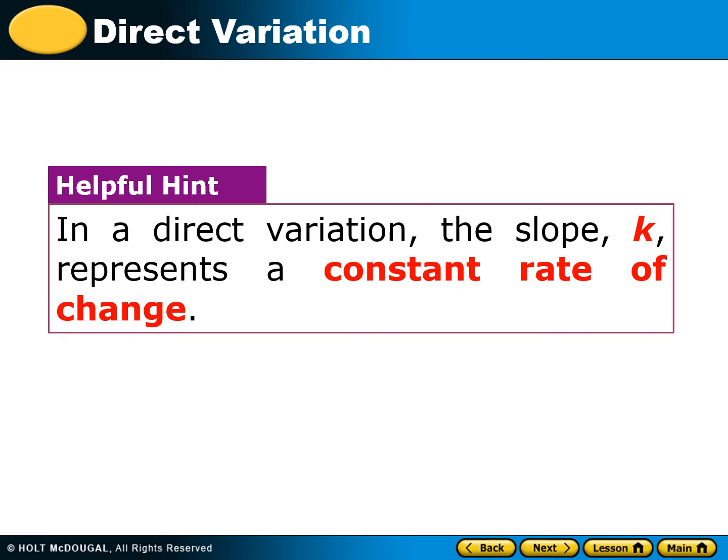So here's a helpful hint. In a direct variation, the slope k represents a constant rate of change. So if the line is sloping down to the right, the k is negative. If the line is sloping up to the right, it is positive.